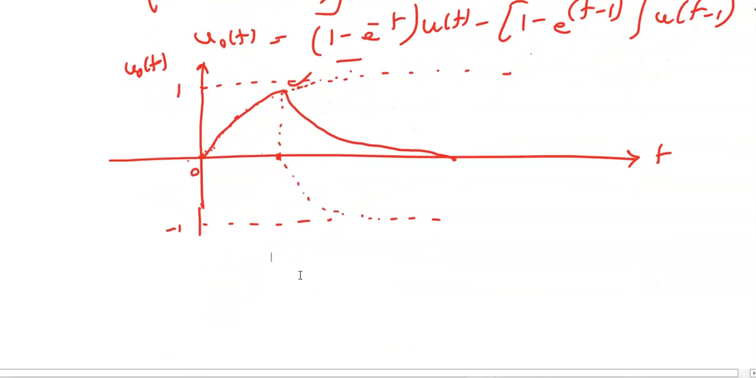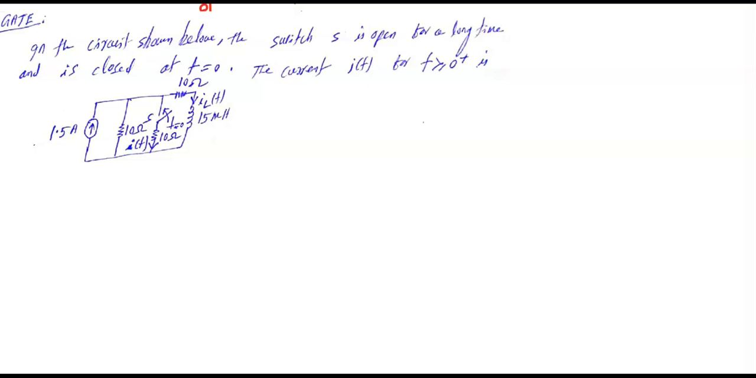We'll move to the next. So let us see this question. In the circuit shown below, the switch S is open for a long time and is closed at t equal to 0. The current i(t) for t greater than or equal to 0 plus is... This is a great question.